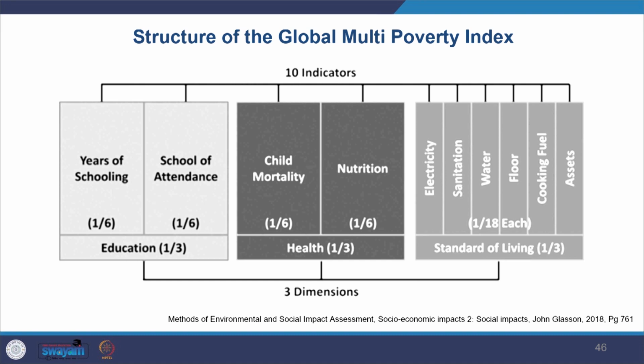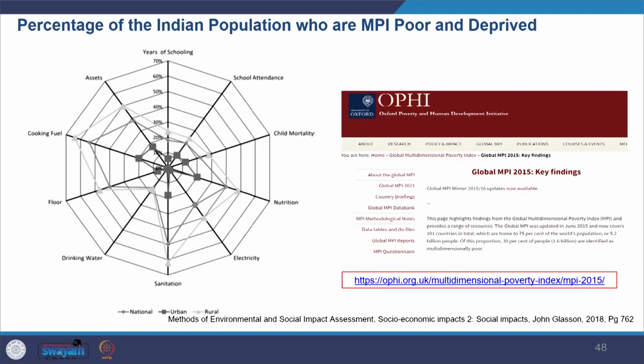And so you can see the years of schooling, school attendance, child mortality, nutrition, electricity, sanitation, water, floor, cooking fuel, assets, and so on, covering health, education, and standard of living. Within these, you can see that every dimension is equally weighted, and it provides an example of how you can apply it in India.